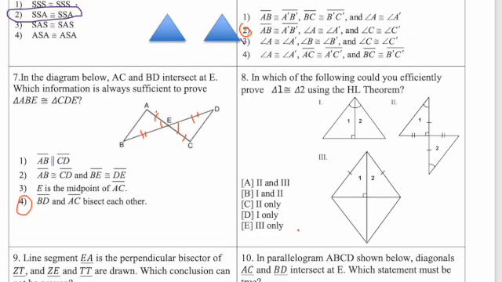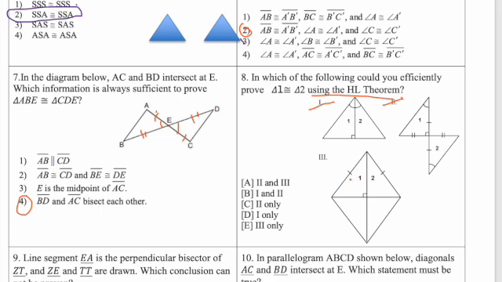In which of the following could you efficiently prove the triangles are congruent using the HL theorem? So these are all right triangles, okay? HL is a leg and a hypotenuse, so I'm looking for congruent legs and hypotenuses. This has no hypotenuse congruent. Even if they are, it doesn't matter, because they're not showing me it. I need the information they are given to show it.